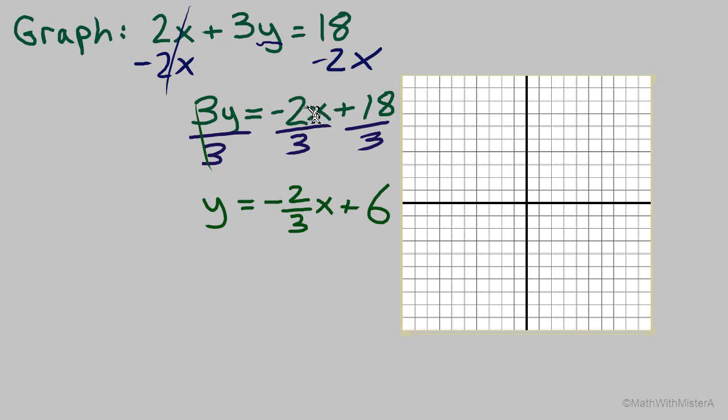But that's not a huge deal. We'll not try to make a decimal out of it. We want to keep it as a fraction, so we're looking at negative 2/3 x. Here it did divide evenly, 18 divided by 3 equals 6.